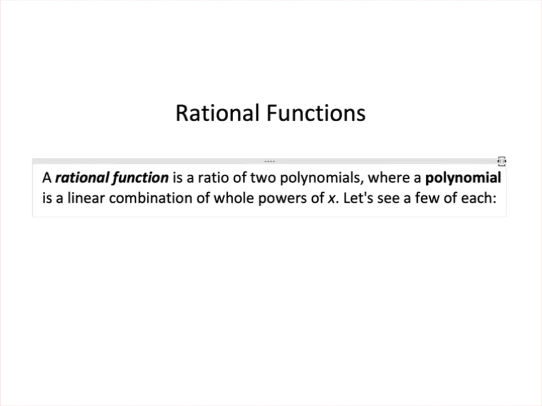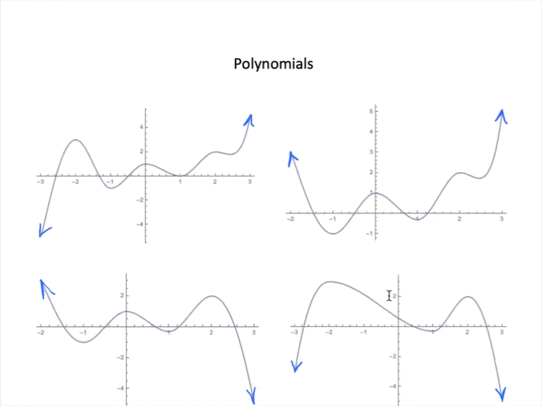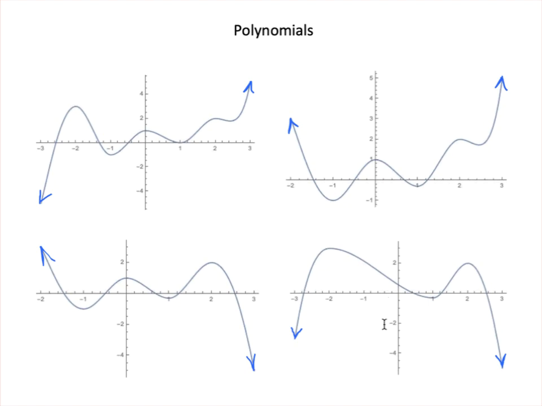A rational function is a ratio of two polynomials, where a polynomial is a linear combination of whole powers of x, like x squared, x cubed, x to the 1, and constants. You add them all together, multiplied by coefficients, and you form a polynomial. Let's see some examples. We have studied polynomials, so this is a little review.